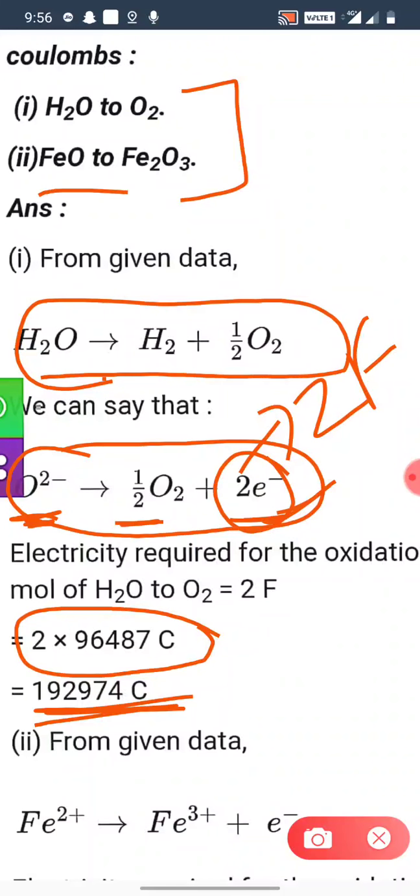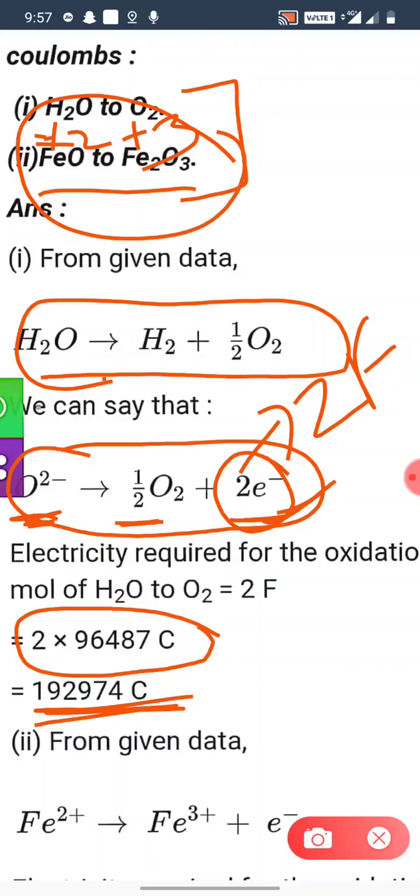The next part is conversion of FeO to Fe2O3. Obviously from the formula you can make out the charge of Fe in FeO is +2 and the charge over Fe in case of Fe2O3 will be +3. So you have to convert +2 state Fe into +3 state Fe.